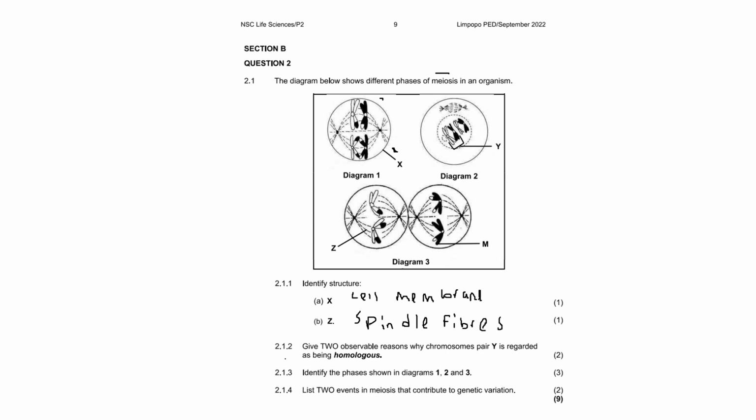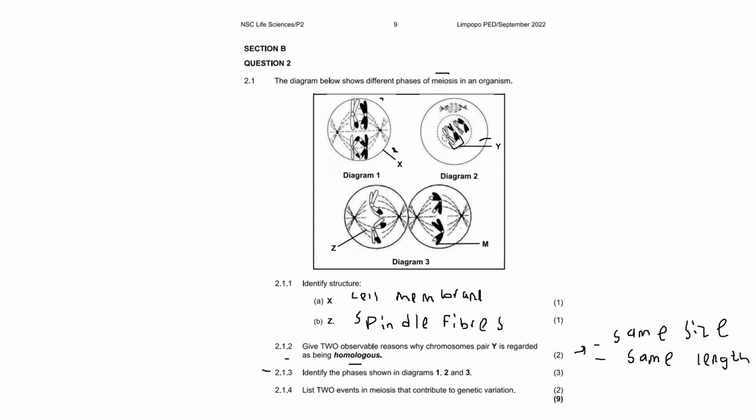And then 2.1.2, give 2 observable reasons why chromosome pair Y is regarded as a homologous chromosome pair. Why is it being called homologous chromosomes? Remember, homologous must look the same, so they must have the same size and the same shape. Anything that you can see, like length or color, can also apply. You can say same color. So any two is fine.